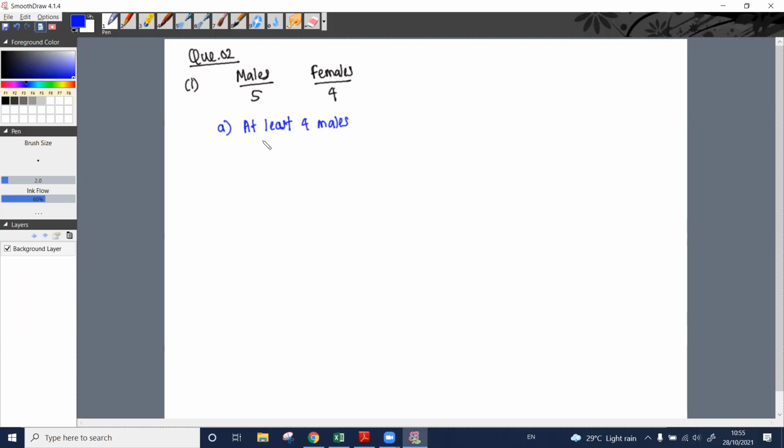At least 4 males. What are the 2 options we are having? If we take it like at least 4 males, what are the options? Option 1, males and females. What is option number 1?